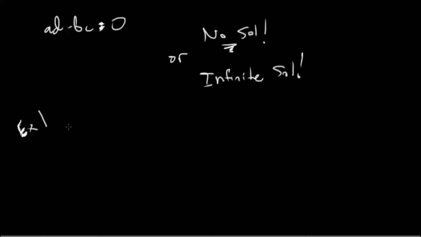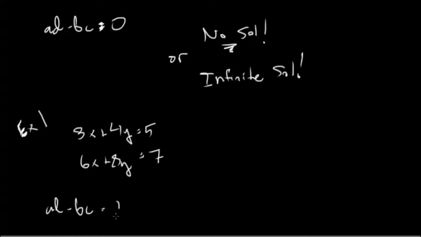So example number 1, think about the system of equations 3x plus 4y and 6x plus 8y. Let's go ahead and set those equal to like 5 and 7. The determinant here of the coefficient matrix is 0. It's going to be 3 times 8, 24, minus 6 times 4, 24. So AD minus BC is going to be 24 minus 24, which is 0. And that's telling us that something weird is going on. If you solve this by another method, you're going to see that there are no solutions to my example number 1.